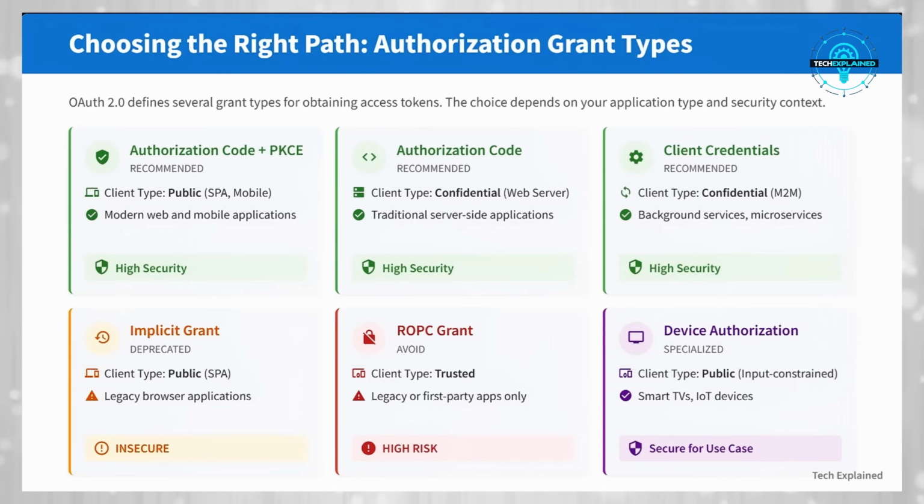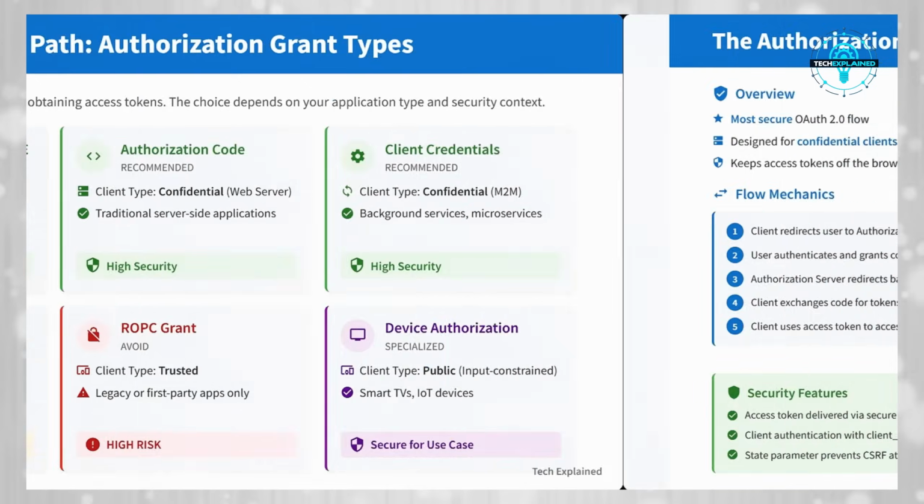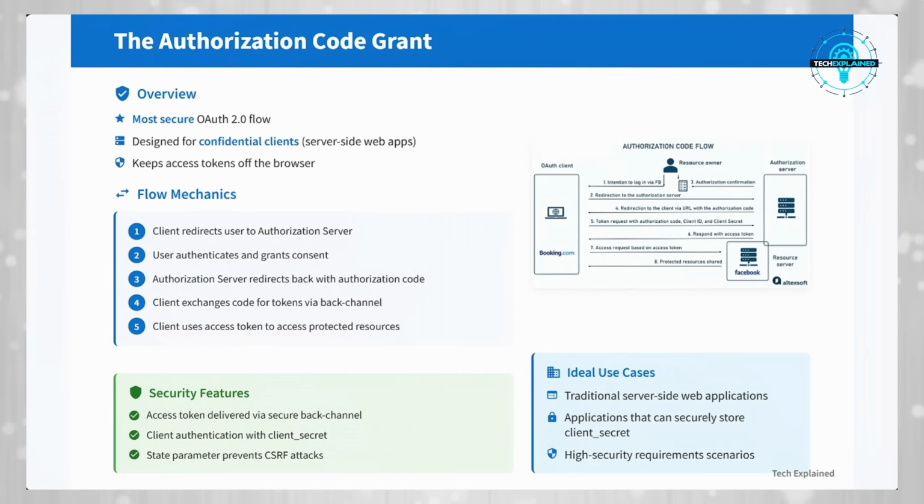Let's take a closer look at the most secure and widely used grant type, the authorization code grant. The authorization code grant is the primary and most secure flow in OAuth 2.0. It's intended for confidential clients, typically traditional server-side web applications that can securely store a client secret. Let's walk through how it works.